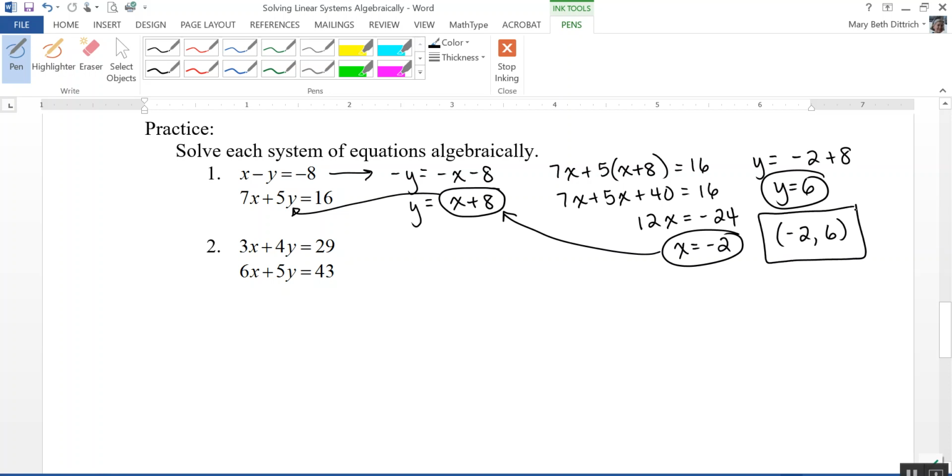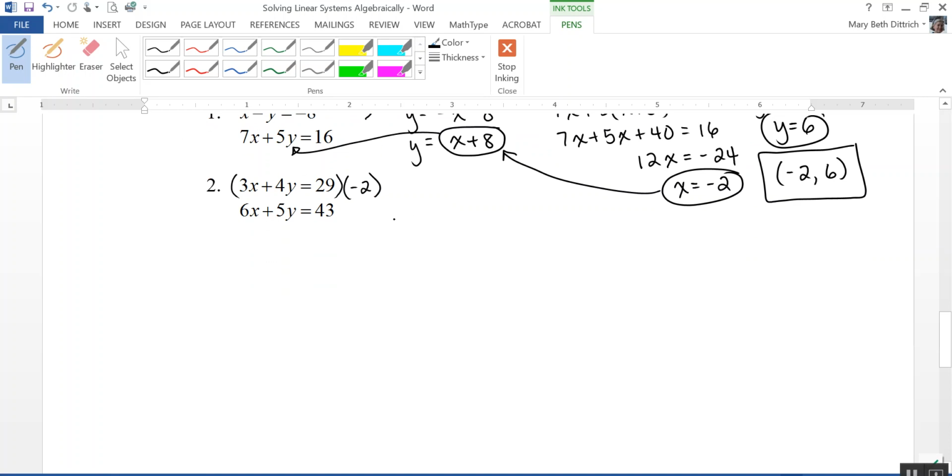My second system of equations, 3x plus 4y equals 29 and 6x plus 5y equals 43, looks like it's well suited to elimination, because I'm noticing that my 3x and my 6x, if I multiply this by -2, then that's going to turn into a -6x. Then when I add them, it will eliminate my x's. So I'm going to multiply this whole first equation by -2, and that's going to give me -6x minus 8y equals -58.